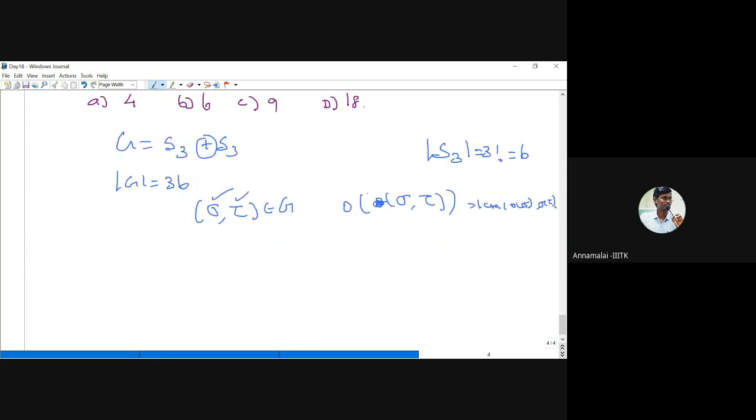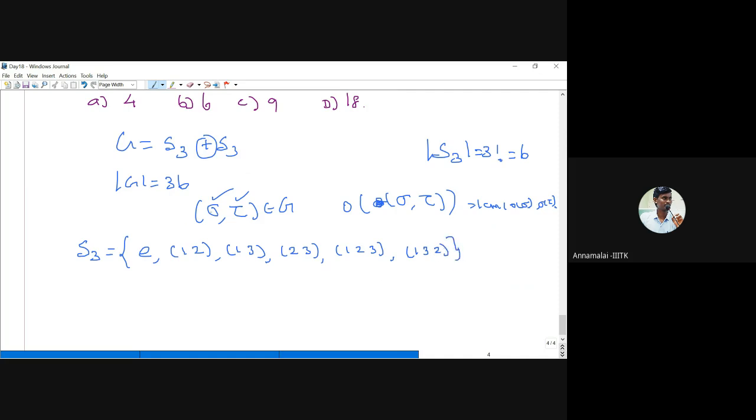Okay, now what is the maximum order? First, let me recall what S3 is. We already know that S3 is the set of all bijections from a 3-element set to a 3-element set. It contains the identity function, and then 1 maps to 2, 2 maps to 1, and 3 maps to 3. And 1 3 means 1 maps to 3, 3 maps to 1, 2 maps to 2. And that one is 2 3, that is 2 maps to 3, 3 maps to 2, 1 maps to 1. And then the next one is, in cycle notation, 1 maps to 2, 2 maps to 3, 3 maps to 1. And then 1 maps to 3, 3 maps to 2, 2 maps to 1. So there are 6 elements.